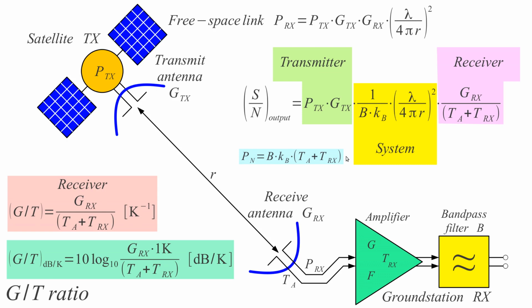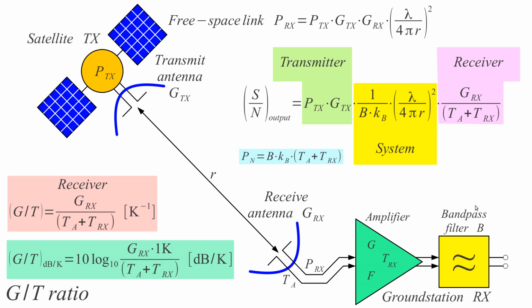So rewriting the ratio of P receiver divided by P noise, we have a term that depends on the transmitter, and we cannot do anything about the satellite. The satellite is there as it is. We have some figures that depend on the system: the distance r, the wavelength, the Boltzmann constant, the bandwidth. And we have some parameters of the receiver: the receiving antenna gain, the temperature of the antenna and the temperature of the receiver. All these three figures depend on our receiving station.